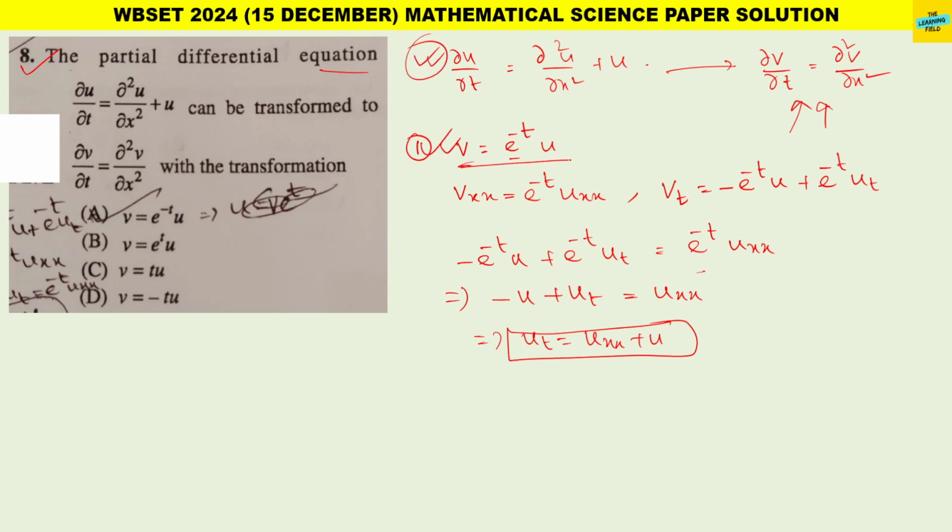If this is not the transformation, then we check the second option and third option and so on, and these two options you can discard by simple observation. If you have a good observation with the problems of PDE, then you can definitely discard these two options very easily. Option A is the correct answer of this problem.